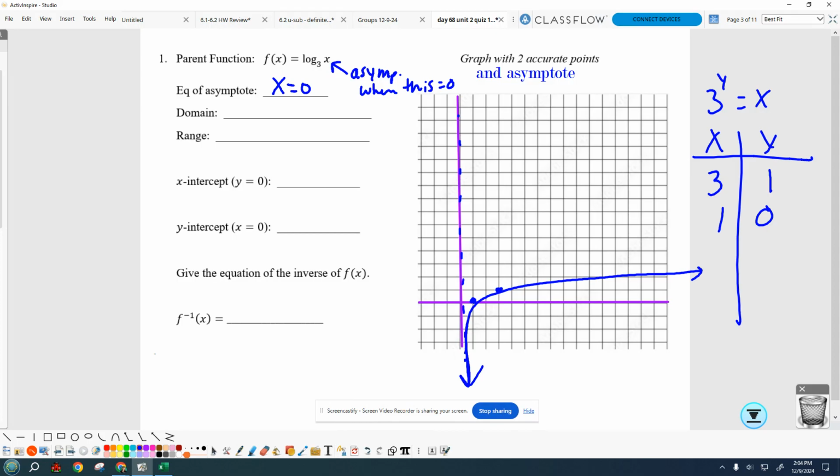So, Adele, what's the domain for this particular question? What x values can go? Square or round? Just round on both. Correct. Yes. Byron, what is the range? All the numbers.